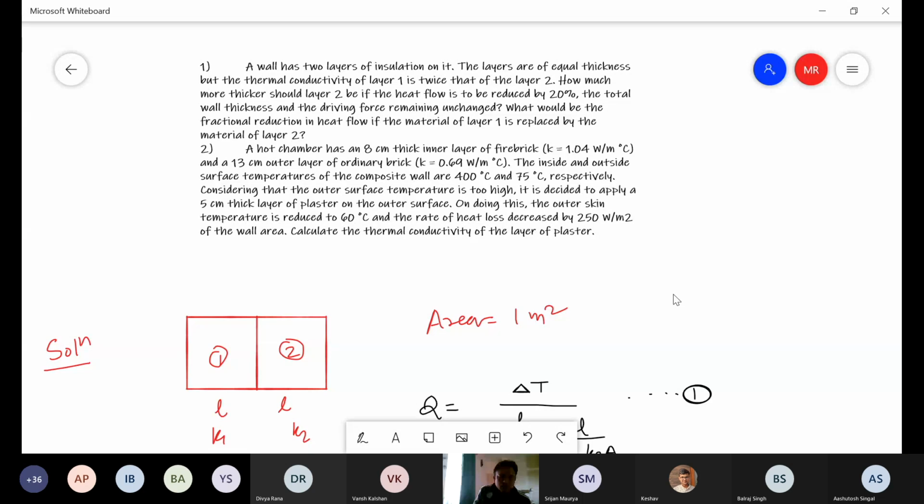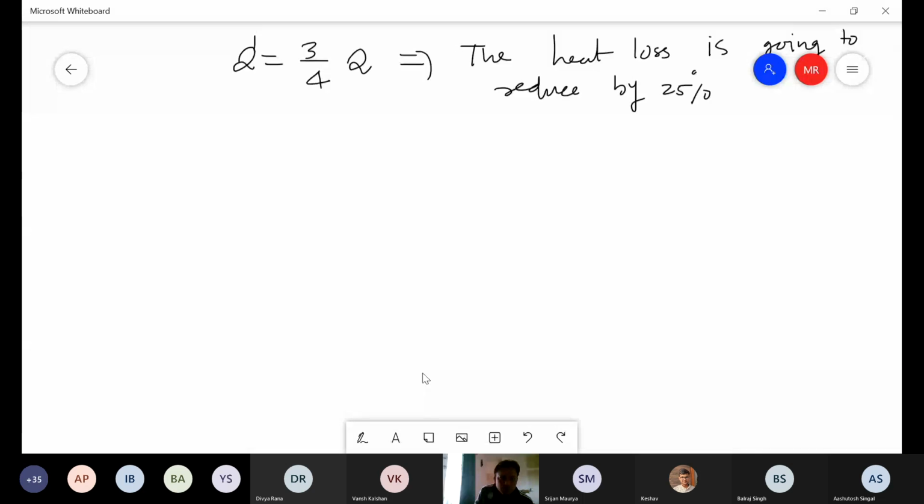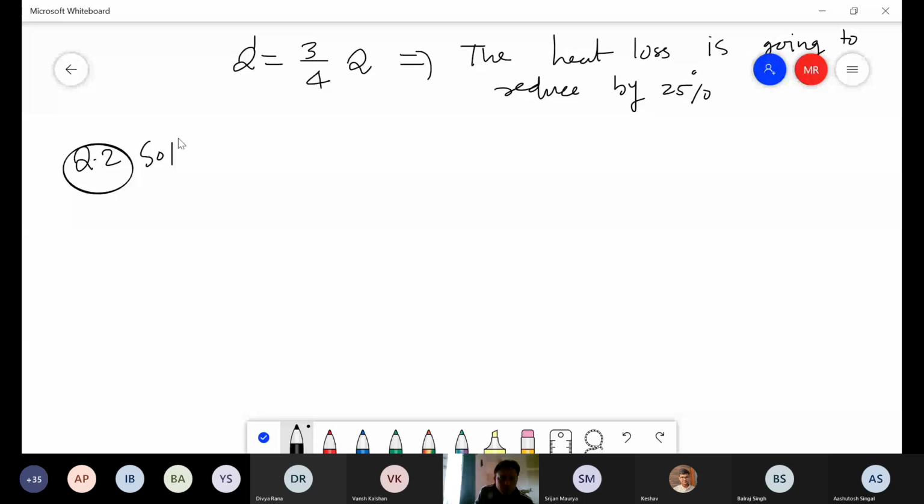So question 2, let me just write down question number 2. What is given is Q equals delta T divided by the resistances. In this case, delta T is the inner temperature, 400 degrees Celsius, minus the outer temperature, 75 degrees Celsius. So that is delta T divided by the resistances of both the walls.